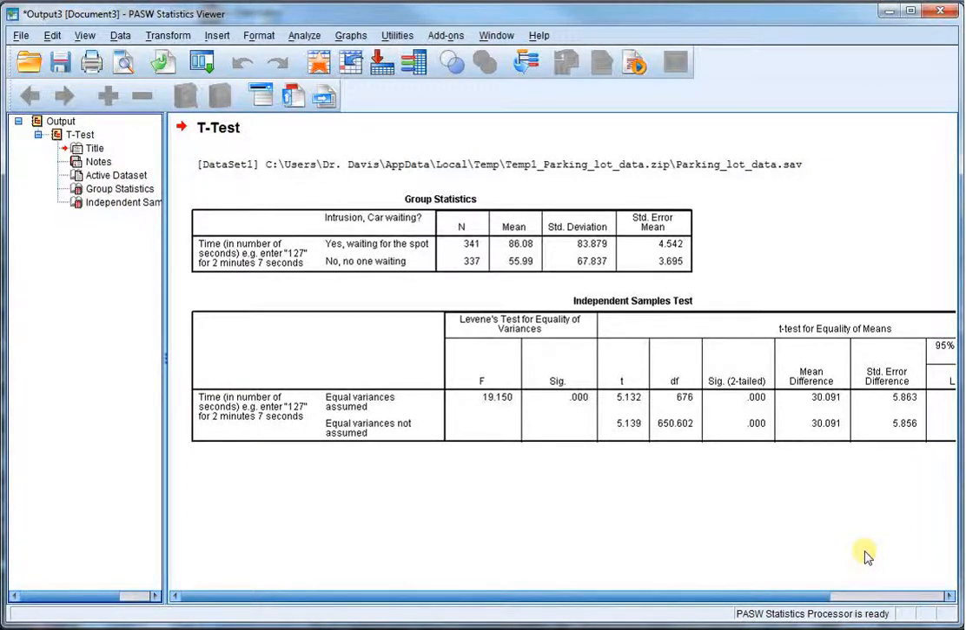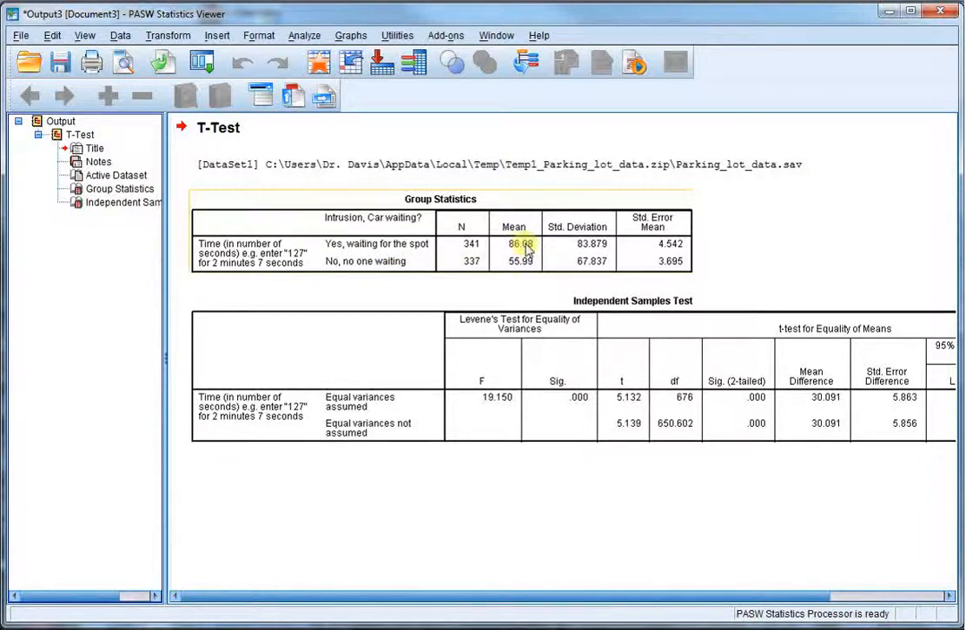The thing that we're going to be interested in in this output, first we're going to look up here at the group statistics box. So we can see that we have 341 observations when someone was waiting for the spot and 337 observations when no one is waiting. And the reason why these are such large numbers is that I've actually been keeping sort of a running data set of these for many sections of experimental. So this includes your data, but also data from other classes.